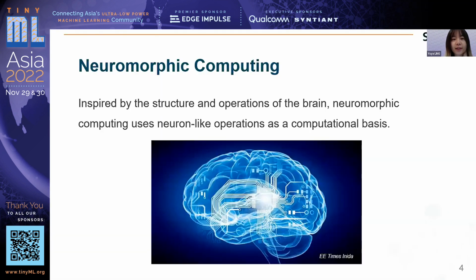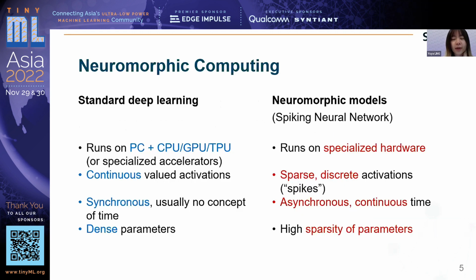Neuromorphic computing is inspired by the structure and operations of the brain. It uses neuron-like operations as the computational basis. Communication in the biological neural system is done by spikes of electricity passing from one neuron to several partners via synapses. But neurons in our brain fire sparsely and connect to each other sparsely, which means they're energy efficient. Neuromorphic models, spiking neural networks (SNN), are more focused on the real functioning of the biological neural system. Similar to deep learning, training an SNN can also be achieved by error backpropagation, but the two are very different in many aspects.